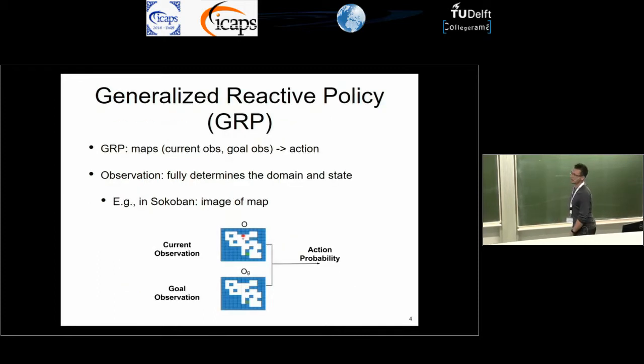The key insight is that we can view the planning algorithm as a mapping from a current observation and a goal observation to an action. The assumption that we make is that the observation contains enough information to fully determine both the domain and the state of the problem. For example, in Sokoban, we have an image, and the image contains the position of all the walls, and the position of the agent and the boxes. So basically, the GRP will receive this observation, it will decode the domain, and similar to a planning algorithm, return a sequence of actions. The hypothesis is that since it receives the same information as a planning algorithm, we may be able to learn something like the planning computation.